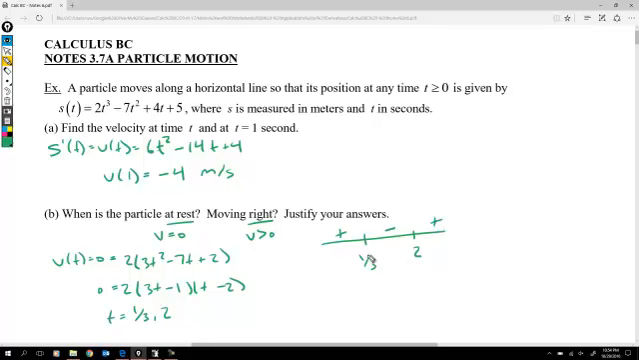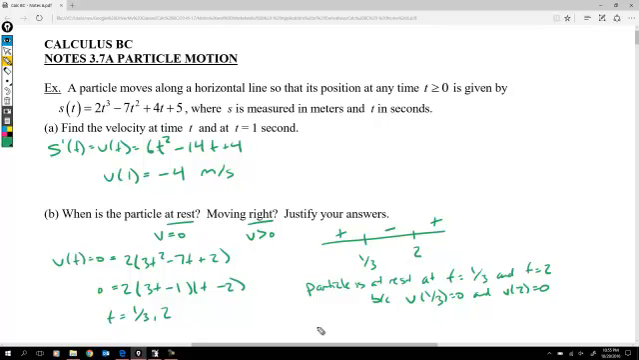Okay, so it's asking when it's at rest, so I know that the particle is at rest at t equals 1/3 and 2, because v of t equals 0 at those points. Or you could say like v of 1/3 equals 0 and v of 2 equals 0. That would be good justification there.